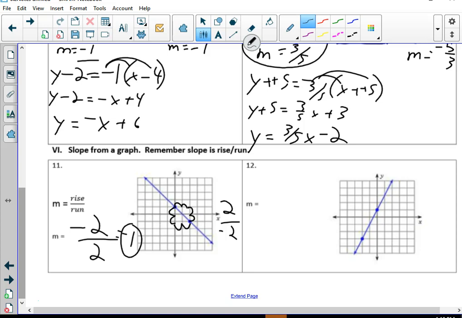Alright? So pick a point. Doesn't matter which one you pick. If I start down here, I'm going to go 1, 2, 3, 4. Up 4. Right 1, 2. But watch. If I went the other direction, 1, 2, 3, 4, down 4, left 2, negative divided by negative is still positive.